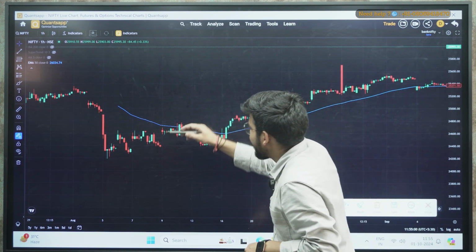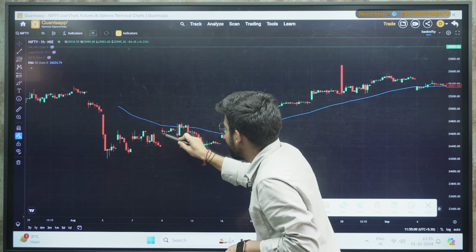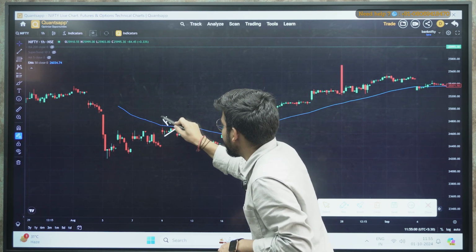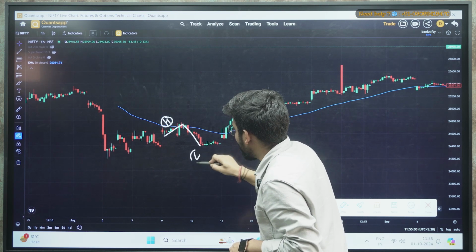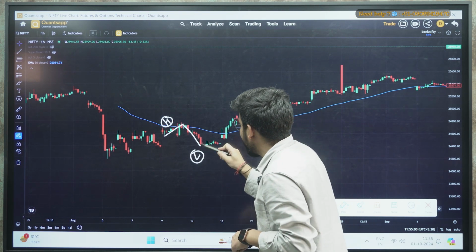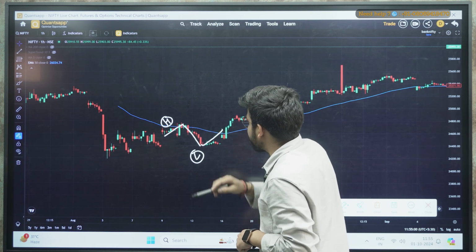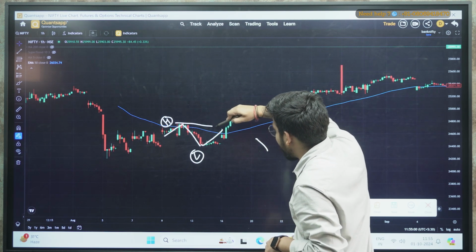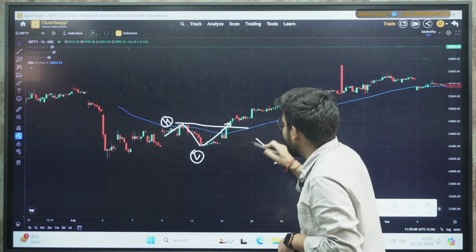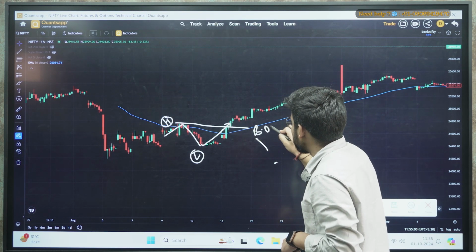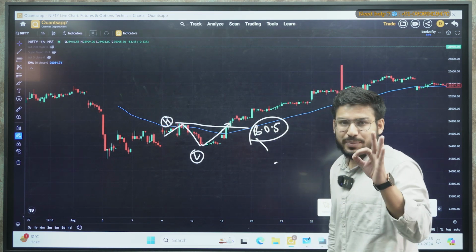Okay, let's see. When my market was moving, it made a higher high here, so that is my swing high. Then it came down, so that is my swing low, right? Then again the market went in the upward direction, so I'll mark this high as my point. When my market broke it, it means this is my break of structure, as I have shown you what the break of structure is.